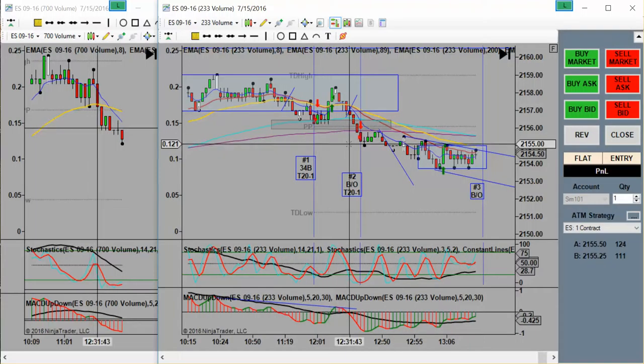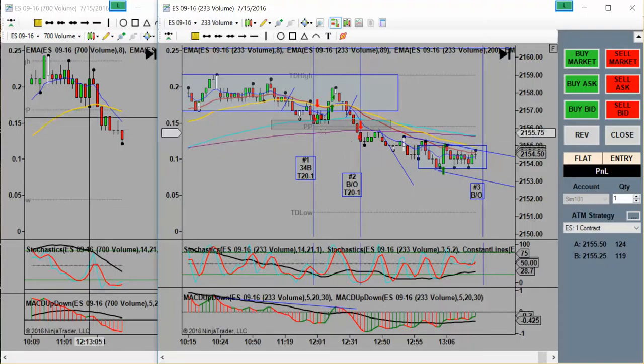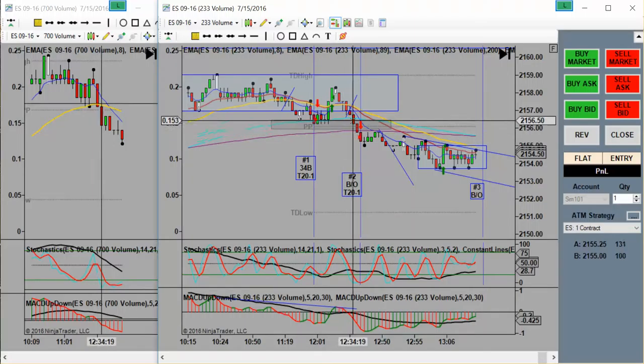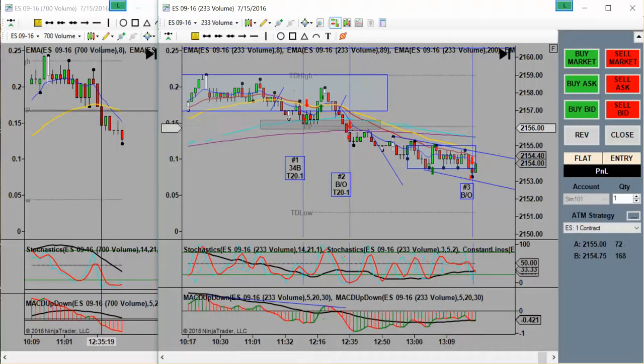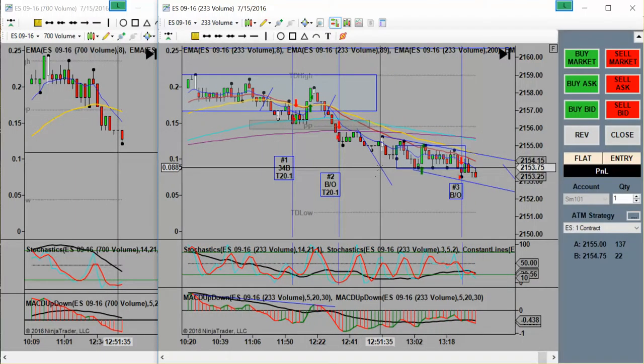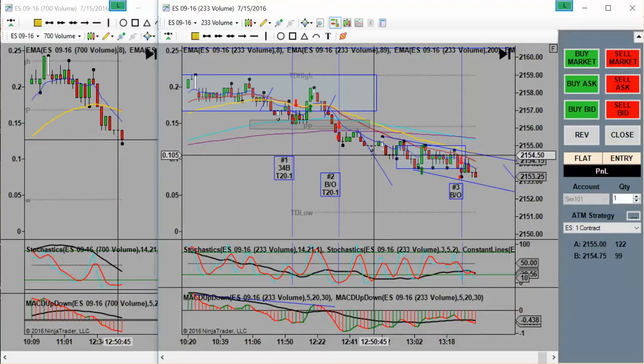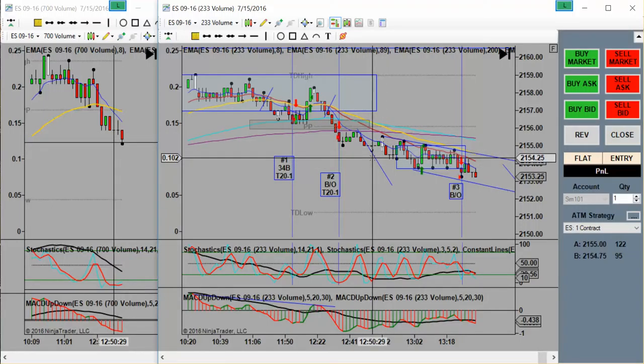But anyway, where did I enter? I'm looking for the arrow. Yeah, I shorted right here, right below the 200 EMA. I use a plus or minus 5 ticks strategy. So I held on here until I hit my target somewhere around here. Unfortunately I was trailing my stops.